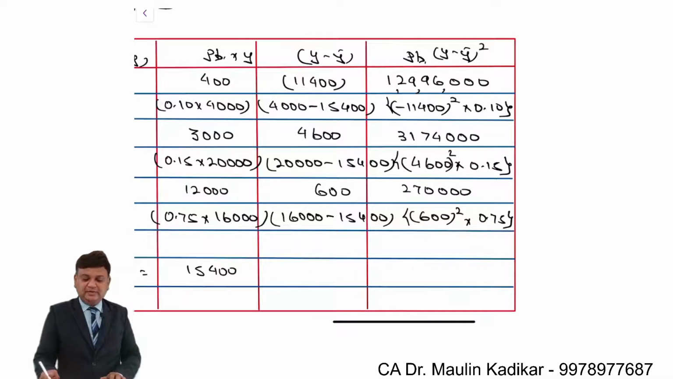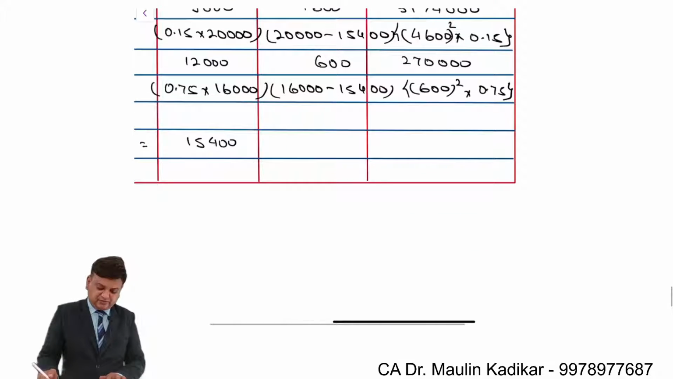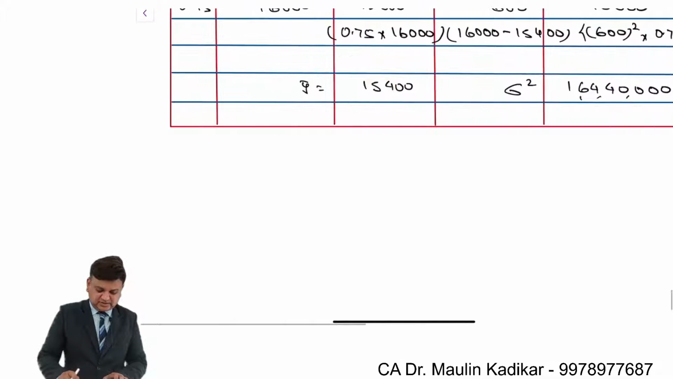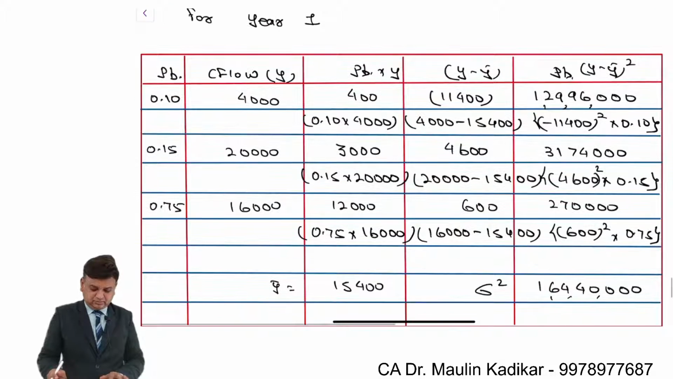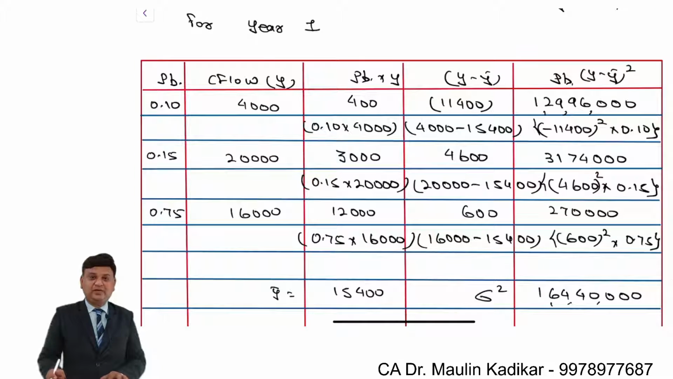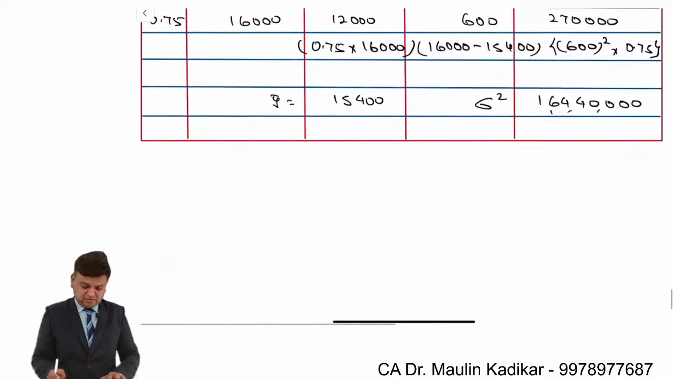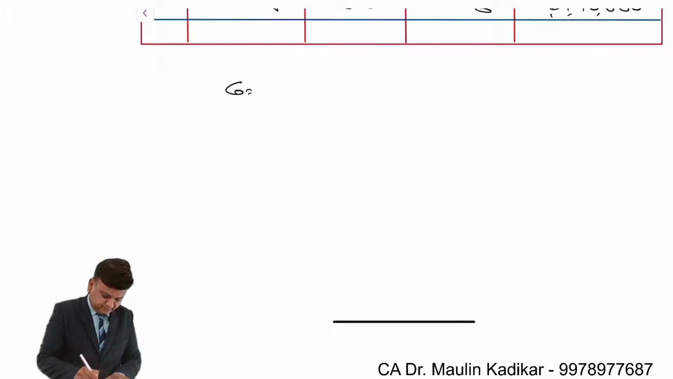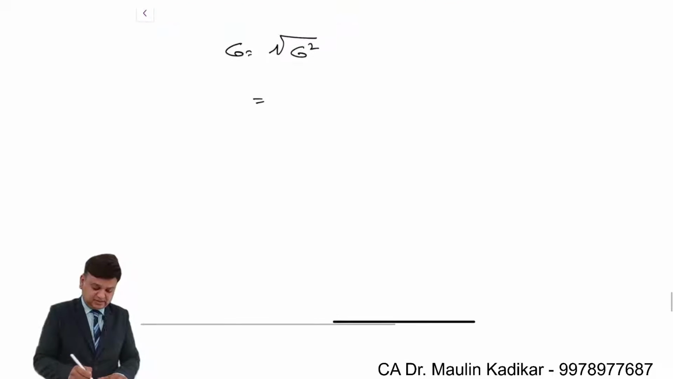So total of all of them is variance, 1 crore 64,40,000. This is the variance. Now this is the variance of year 1 cash flow. Now standard deviation. Standard deviation is under root of variance. So under root of 1 crore 64,40,000.